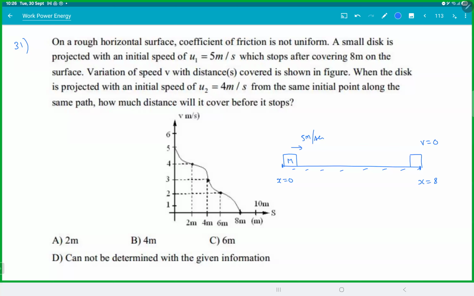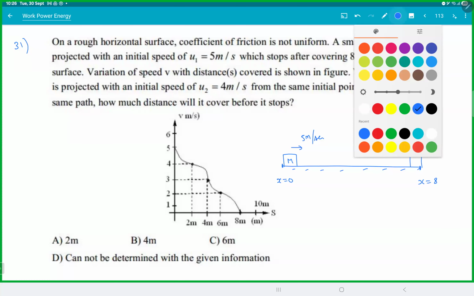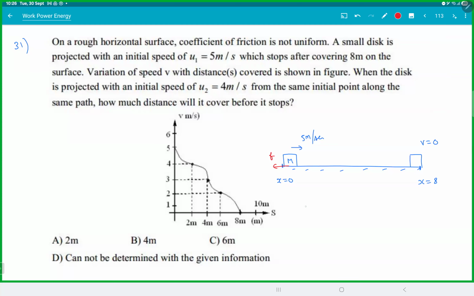This was the picture. Who is stopping you? Friction is stopping you. So work done by friction must be equal to the change in kinetic energy, that would be delta K. Clear? If you just take the magnitude, it must be half m 5 square. So this is the work done by friction when you go from x equal to 0 to x equal to 8. Clear with this? This was the initial scenario.